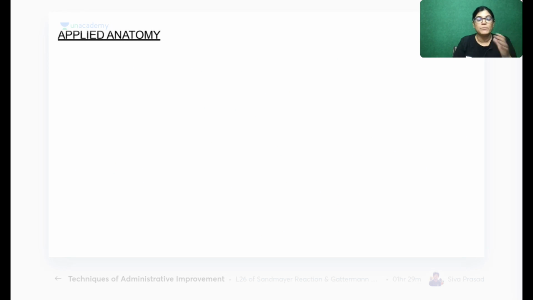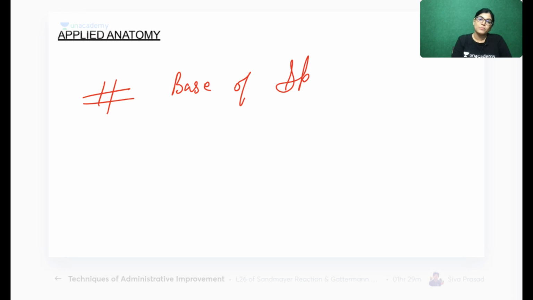Now, my dear friends, one more important applied anatomy I want to discuss, then we will move on to the MCQs related to the topic. In case of fracture of the base of skull, what will happen? Yes, periorbital edema. Absolutely right. Now, if you remember, which artery is passing through the cavernous sinus? Internal carotid artery. Yes.